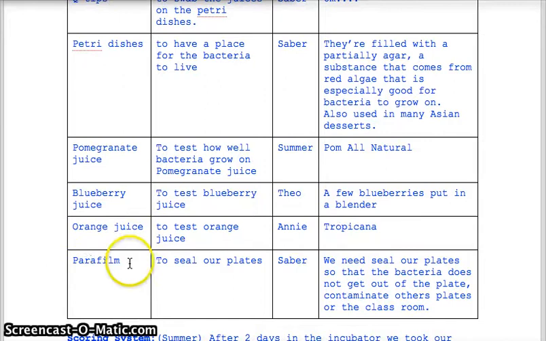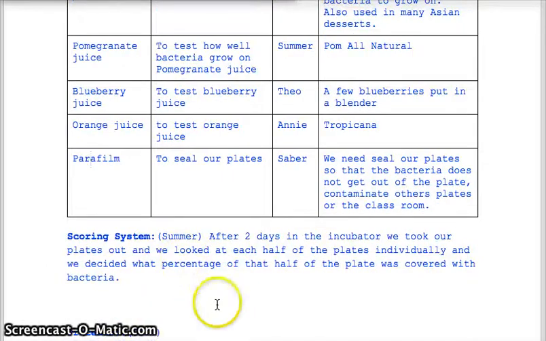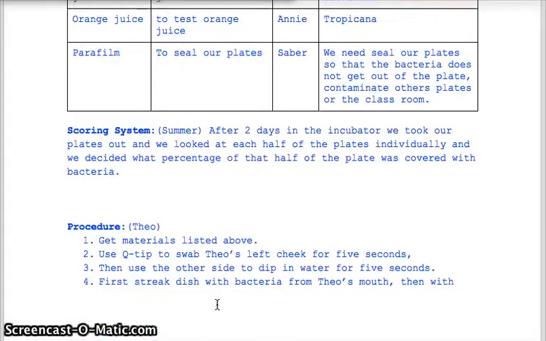The way we scored, or took the amount of bacteria, was after the plates were in the incubator for 2 days, we took the plates out and looked at each half of the plate, and we decided about what percentage of the plate was covered with bacteria.